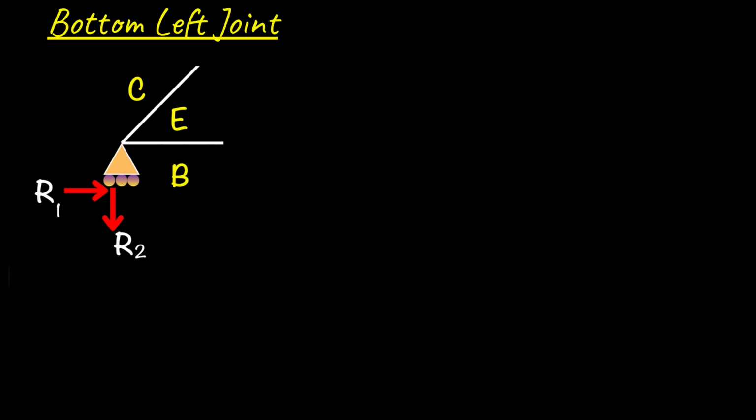So this is our bottom left corner. And because we know what R2 is, which is negative 2.5 kilonewtons, we need to just input that. Now, what we don't know is CE. So we're going to assume that CE is going that way and BE is going that way. Now, this is where the first mistake usually happens, where students don't understand how to determine whether a member is compressive or tensile. Now, this is how I would like you to think about it.